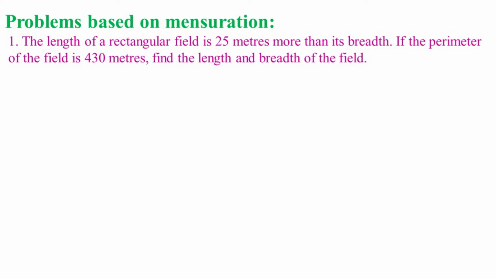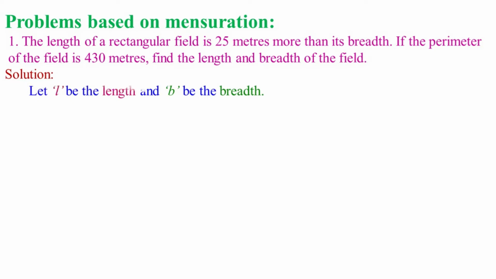If the perimeter of the field is 430 meters, find the length and the breadth of the field. Here, what they have given in the question: length is 25 meter more than its breadth. This is the clue they have given. And we have to find length and breadth using the perimeter formula. Let us find the solution for the question.